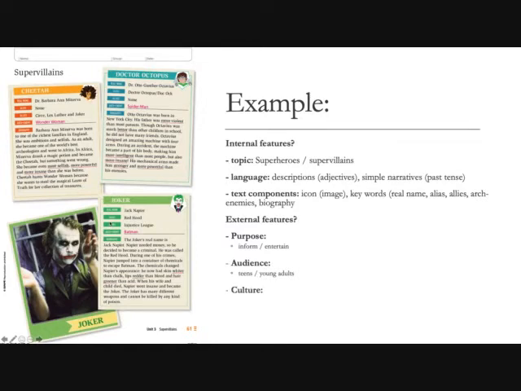What kind of culture is it embedded in? Well, it's mostly a Western culture, right? We have a long tradition of superheroes and villains and comic books and comic book characters.